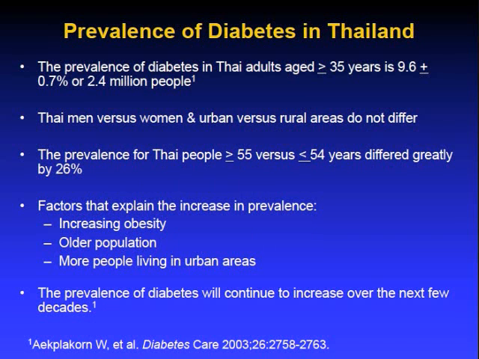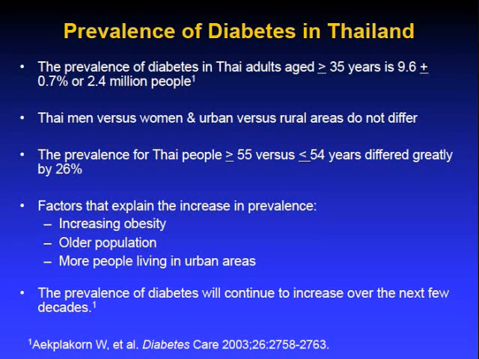For example, in Thailand, a study was done to determine the prevalence of diabetes in Thai adults aged 35 years and older. They found that the estimated prevalence of diabetes is about 2.4 million people, or 9.6% of the population. They found that there was no difference in prevalence rates of Thai men versus women, and that urban versus rural areas do not differ. Factors that can explain the increase in diabetes include socio-demographic factors such as the greater age of the population, the increased proportion living in an urban environment, and mounting levels of obesity.